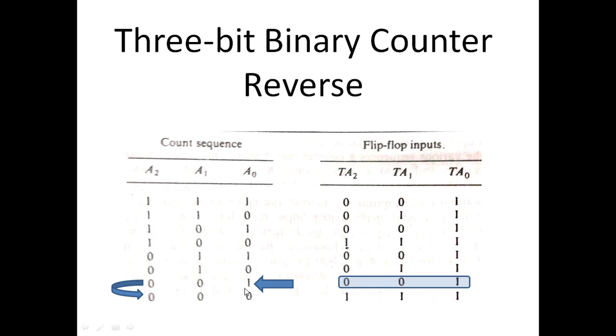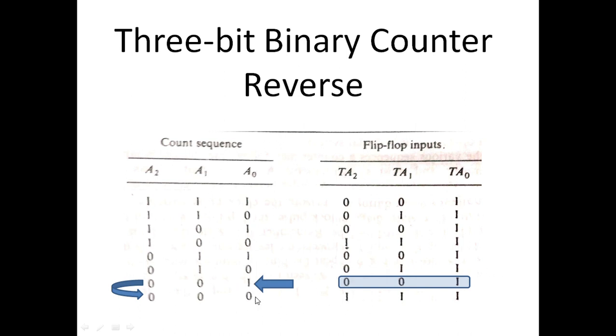Current state is here. Next state is this one. So we have to toggle the state of flip-flop 0, keep the state of flip-flop 1, and keep the state of flip-flop 2. So that would require 0, 0, 1. This one would toggle the state of flip-flop 0, and providing 0 would keep the state of flip-flop 1 and also keep the state of flip-flop 2. And that is the desired.